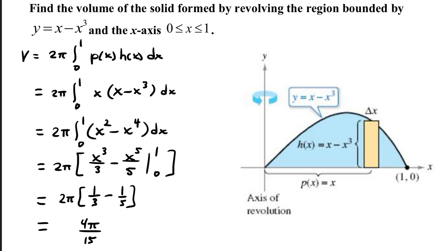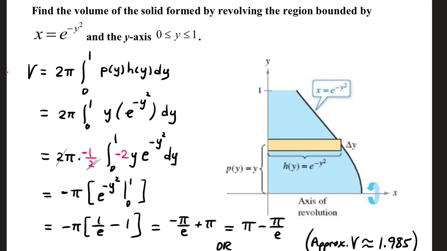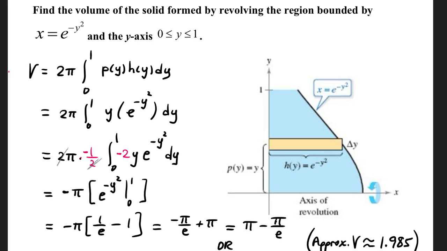Let's look at another example. Find the volume of the solid formed by revolving the region bounded by x equals e to the negative y squared and the y-axis, where y is between 0 and 1. So this is the other axis of revolution. This representative rectangle, once it's revolved, will form the cylindrical shell, and we're going to integrate from 0 to 1 this way.